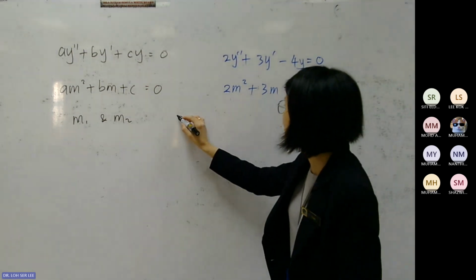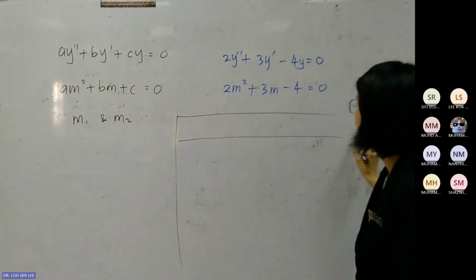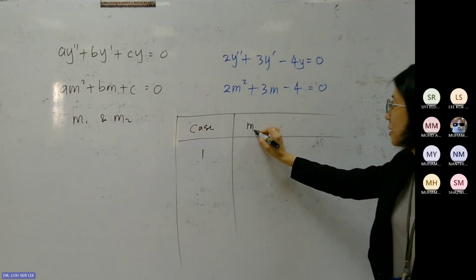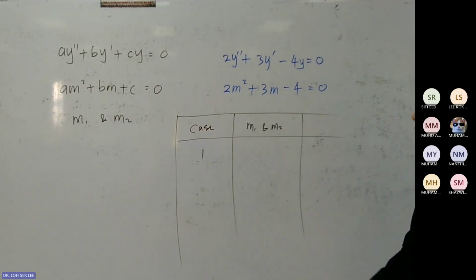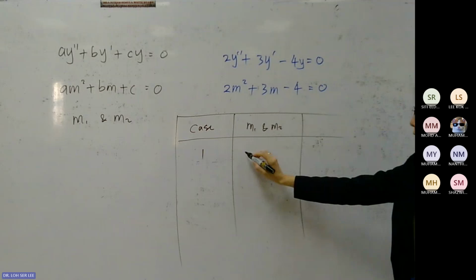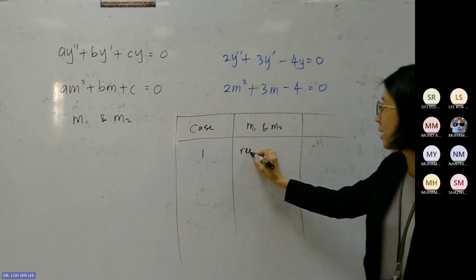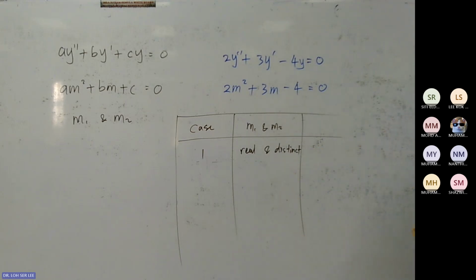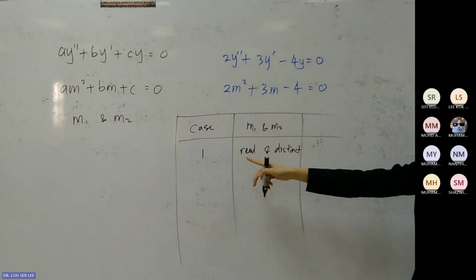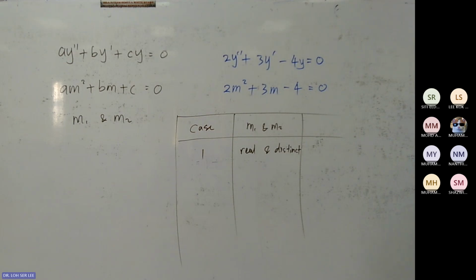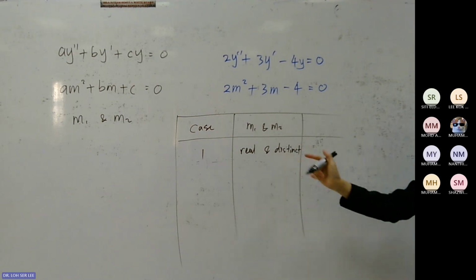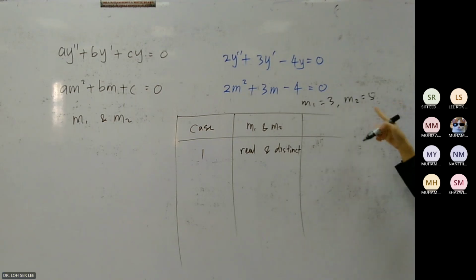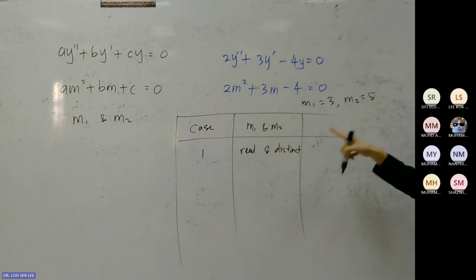So you have three cases. For case one, this is your m1 and m2. If your m1 and m2 are real and distinct. Distinct means different. Real means there is no i, no complex number. For example, m1 is 3, m2 is 5. Real and not the same.